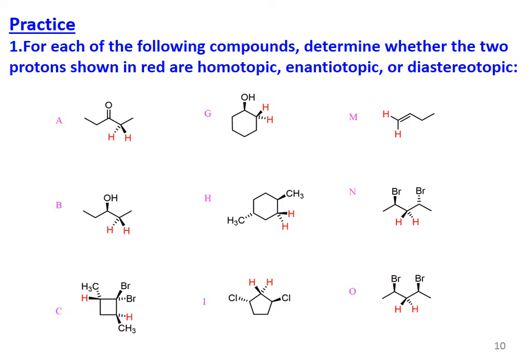Here is a practice for each of the following compounds. Determine whether the two protons shown in red are homotopic, enantiotopic, or diastereotopic. If you can see here, the two protons have different environments. This is the prochiral center. I am giving you hints.